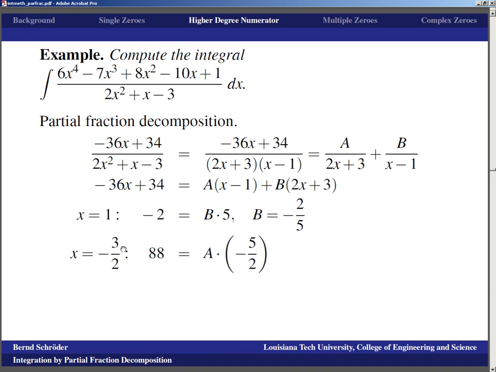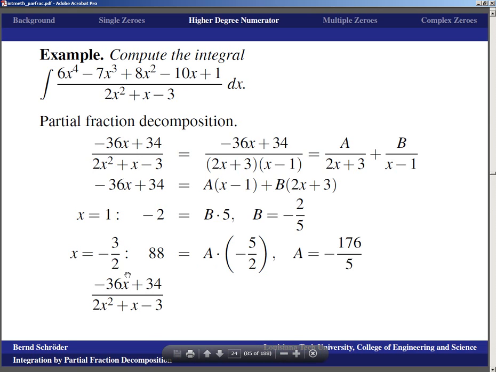On the right-hand side, the negative 3/2, of course, makes the term with the b go away. And if you put negative 3/2 in here for x, you get negative 5/2 as the factor in front of the a. And now that number gets rather ugly, but again, we can compute it, because now if I just multiply this with negative 2 over 5, I end up with a being negative 2 times 88, which happens to be 176, divided by that 5.